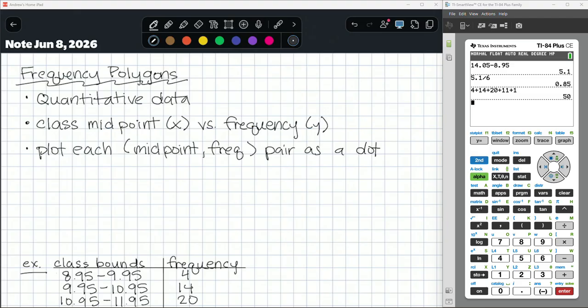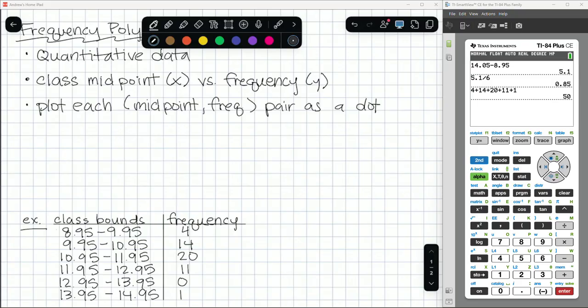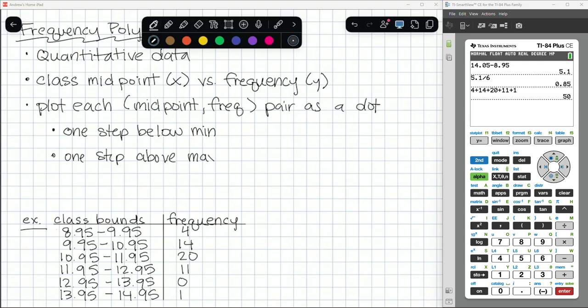At the end, we're going to play connect the dots, but before we do that, we want to use one step below our min and one step above our max. And I'll tell you what that looks like when we do our example. And then we're going to play connect the dots. And you'll see why in just a second.